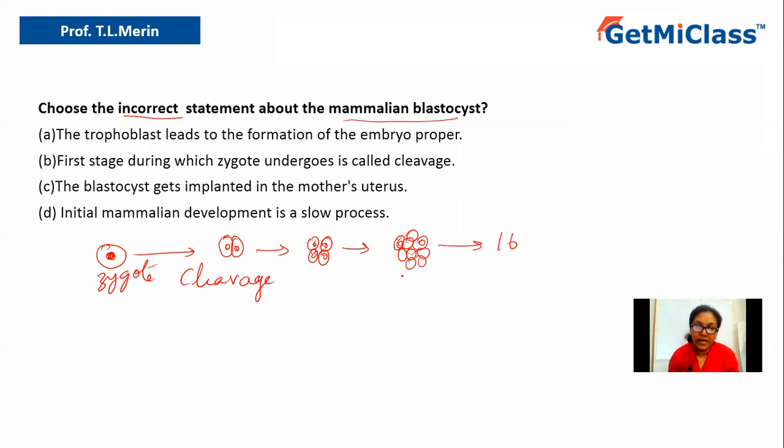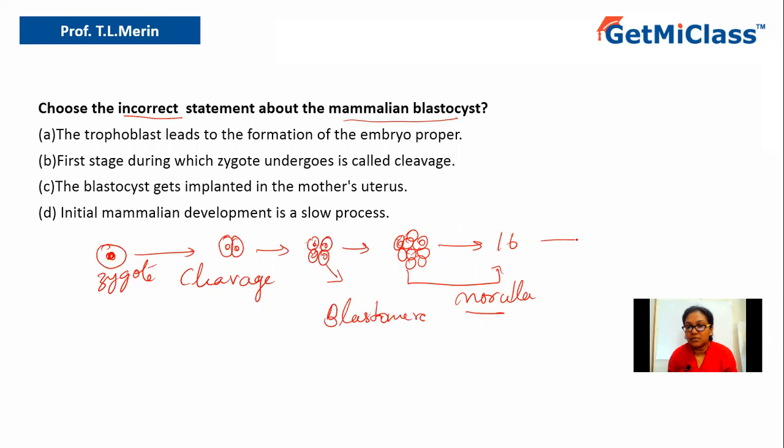Now the phase between 8 to 16 cells, when the zygote gets divided further and becomes a stage where you have 8 to 16 cells, is called the morula stage. Here each cell which is formed is called a blastomere. There are about 8 to 16 blastomeres when the embryo is in the morula stage.